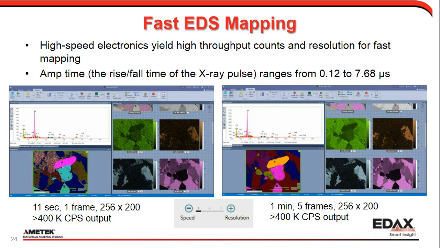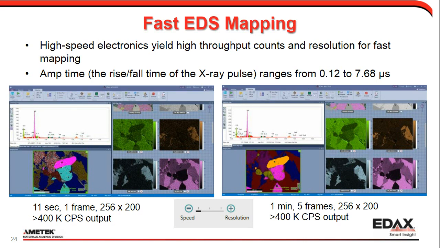On the left, a 1 frame, 11-second mapping gives you a nice overview of the element distribution in the sample. Variation in concentration and phase separation are nicely shown in individual element images. On the right, high-quality element maps are done in just 1 minute.